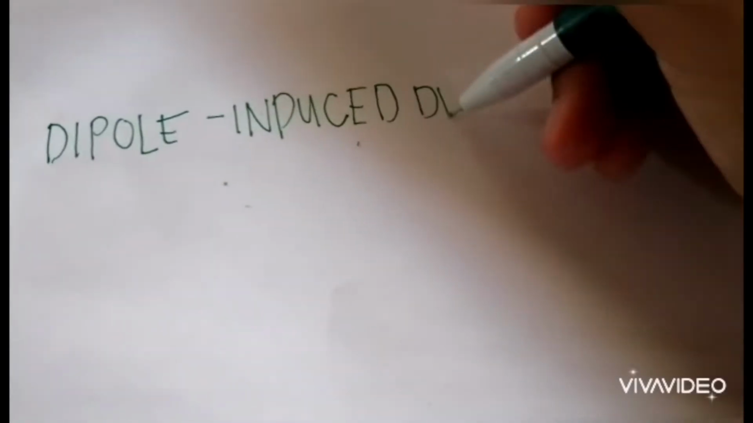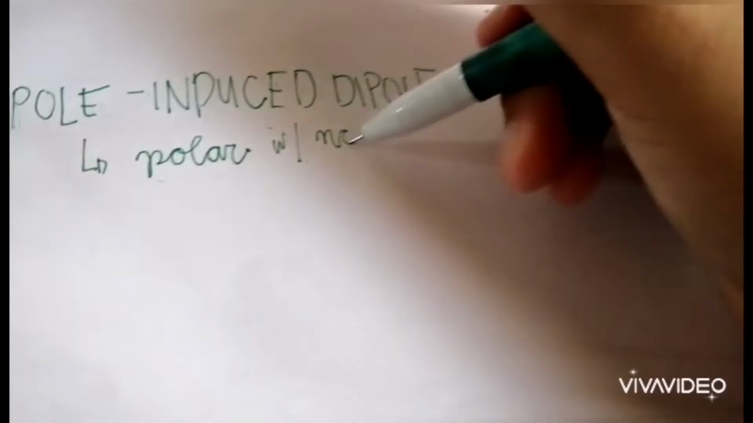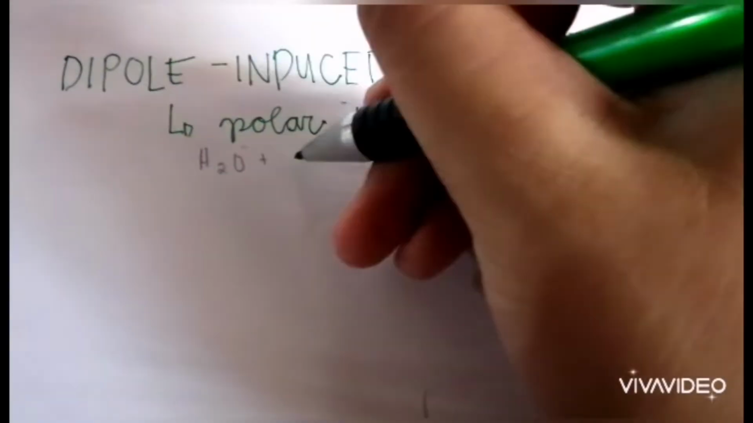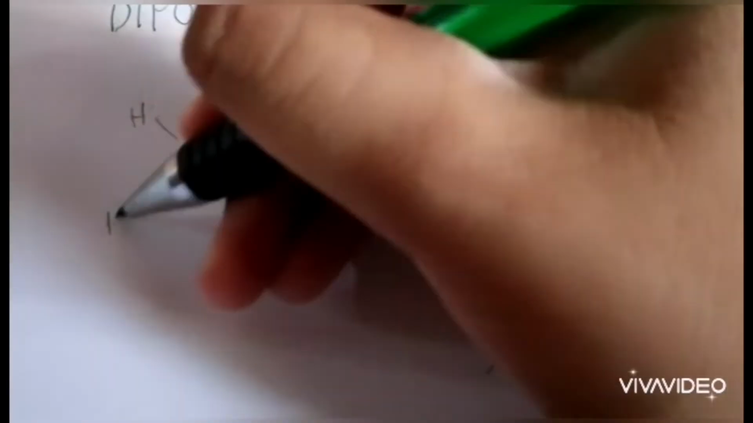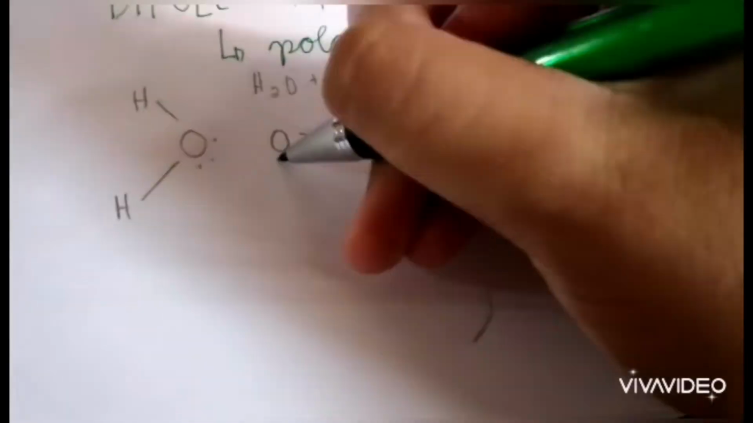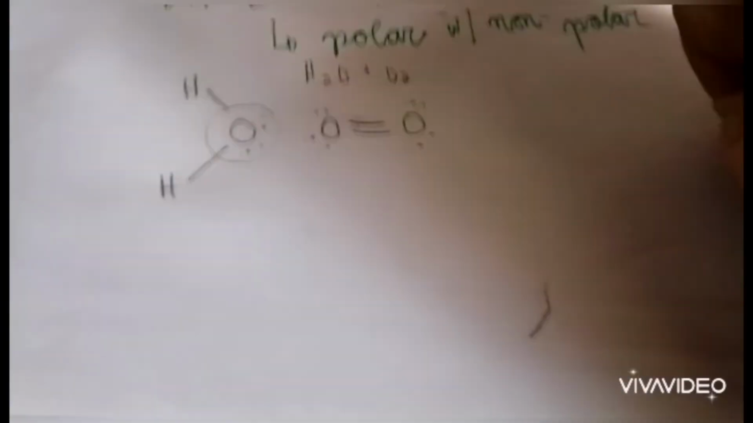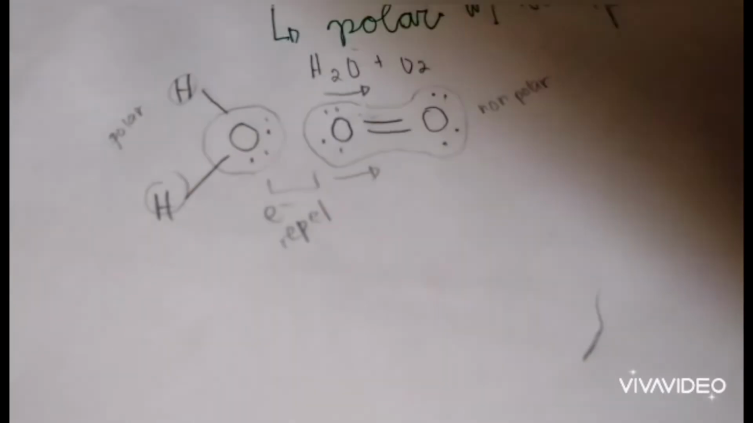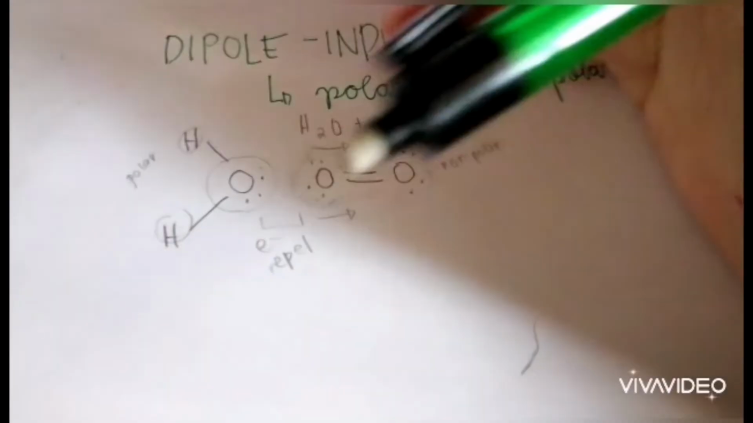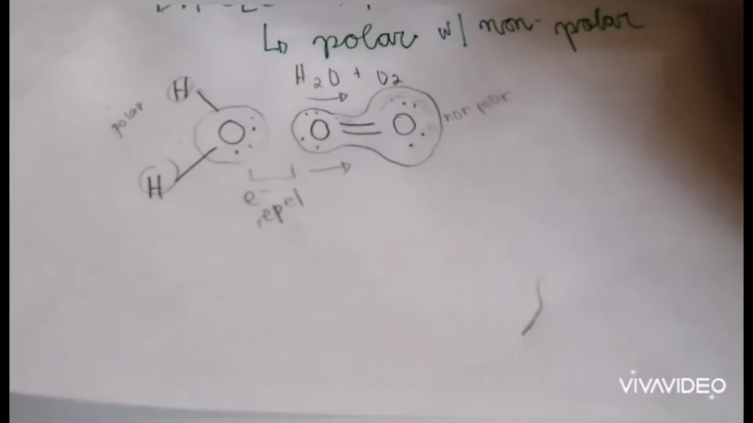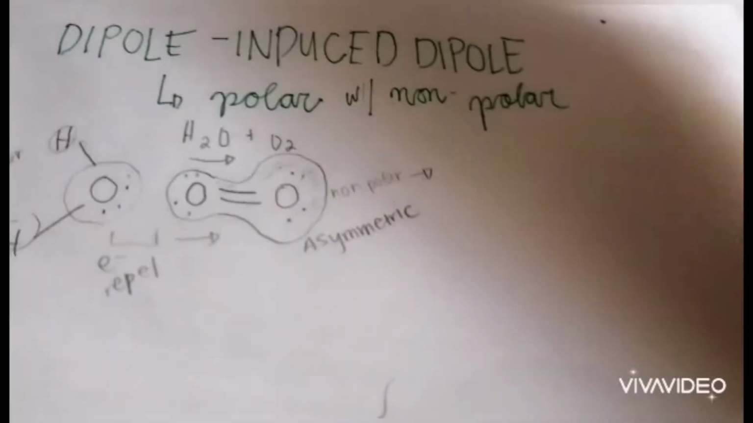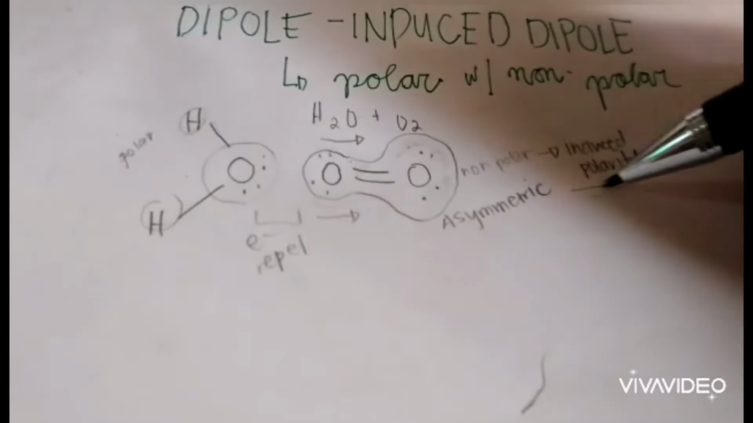Dipole-induced dipole interactions exist between polar and nonpolar molecules. The polar molecule and a nearby nonpolar molecule cause the electrons of the nonpolar molecule to be distributed on one side, allowing the other side to be distorted. This movement can cause asymmetry and can therefore induce polarity.